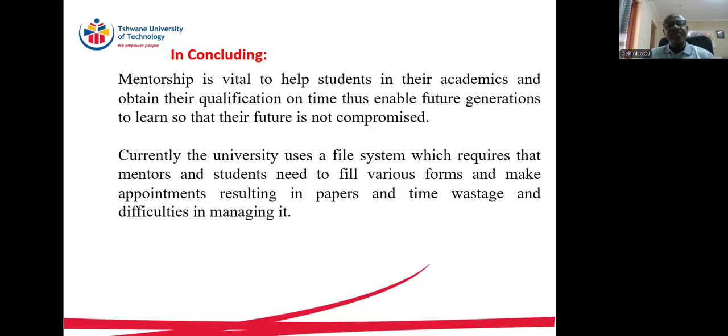In concluding, mentorship is vital to help students in their academic performance, to enable them to obtain their qualifications on time. It is very important to obtain it on time so that they don't jeopardize their future, and at the end of the day, to ensure that future generations are able to learn so that their future is not compromised. And currently, the file system that is being used by the university is not really ideal, and it could lead to time wastage and difficulties in managing it.